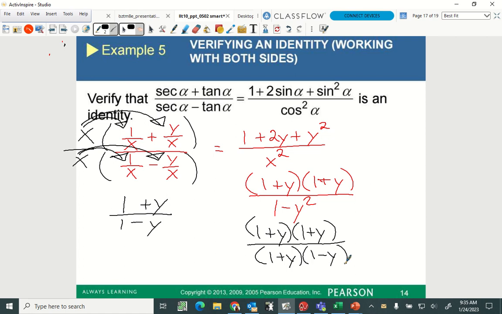You guys see anything else I can do? Cancel out the 1 plus y. I have a 1 plus y on both top and bottom, right? So if I have a 1 plus y multiplying here and a 1 plus y multiplying there, is this the same as this? It is indeed.